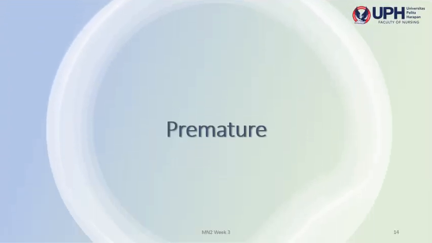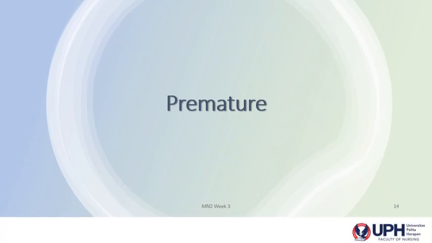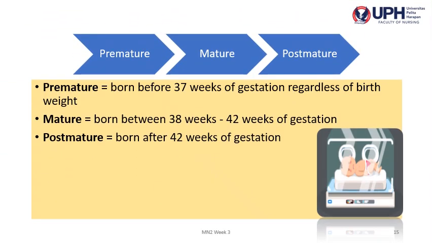Now we move on to prematurity. Premature birth is when the baby is born before 37 weeks of gestation, regardless of the weight. The baby is normally born at the mature stage, which is 38 weeks to 42 weeks of gestation. And sometimes the baby can be born after 42 weeks, which we call postmature.